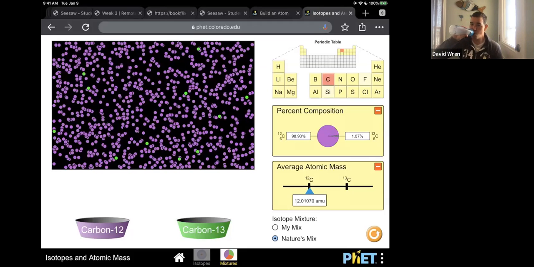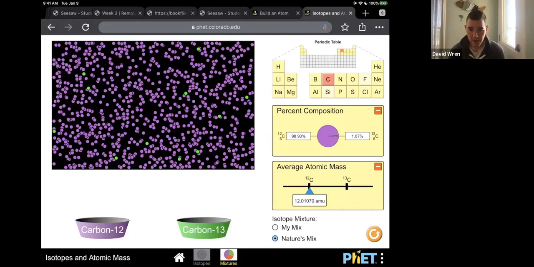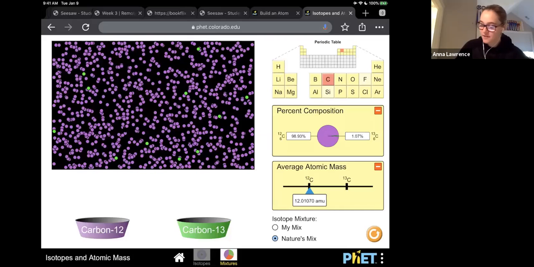I had a question about number 5 in the mixture section. Can you read number 5? Because I don't have it in front of me. It says, give evidence to support or dispute: in nature, the chance of finding one isotope of an element is the same for all elements. I'm not quite sure how to approach that.